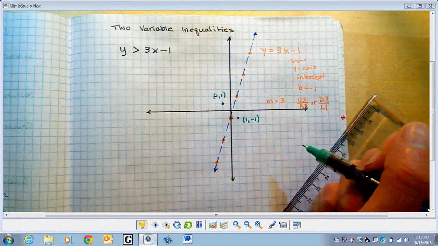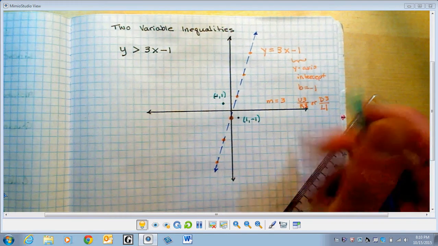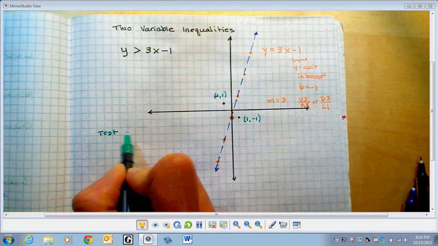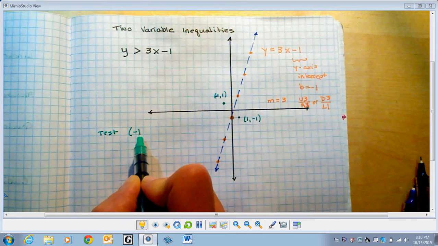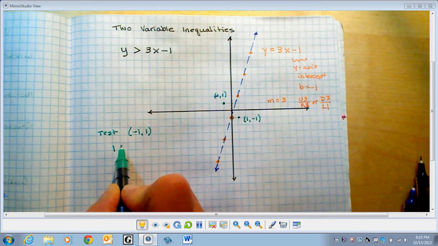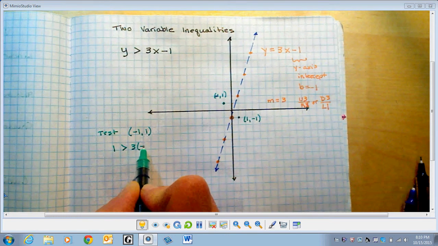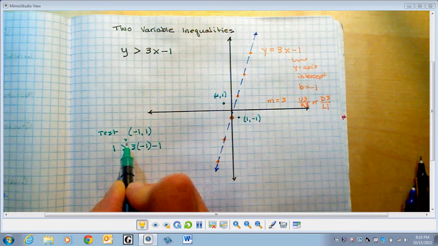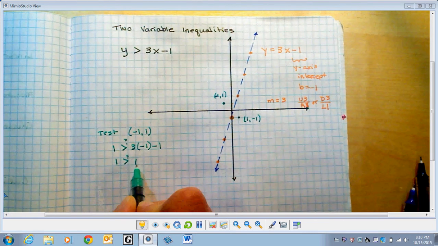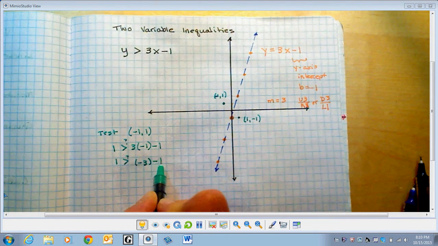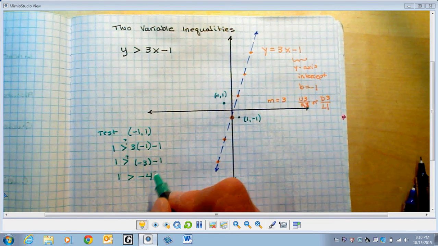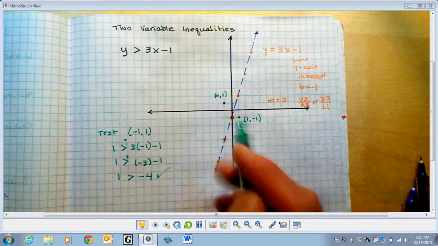Okay, so I'm going to test those two points. Let's test the first point, -1, 1, which is this point here. So that means y is 1. Is that greater than 3 times -1 minus 1? Let's simplify this. 1, is that greater than -3 minus 1? So 1 is actually greater than -4, isn't it? So that tests to be true. Okay, so that's a point that's valid.